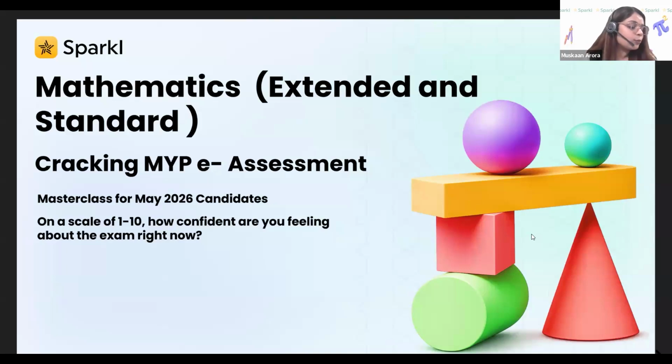Today's discussion is about breaking down the MYP assessments, the mathematics assessment, and understanding how to approach it with confidence. By the end of this session, you should feel more confident and more assured about tackling the exam, right?